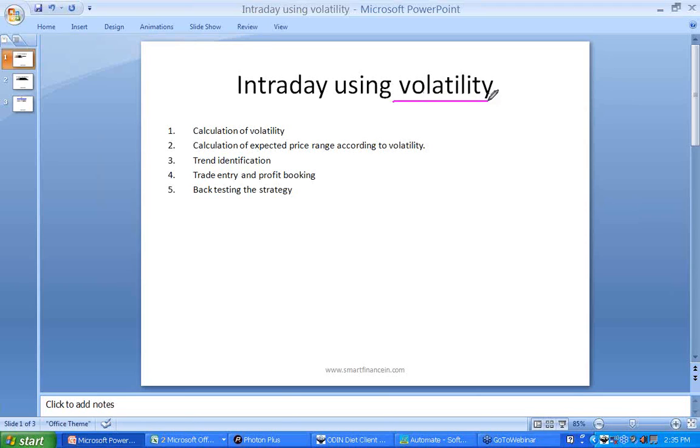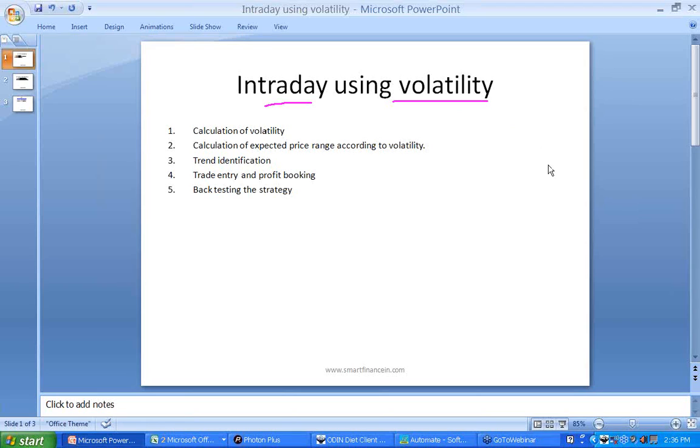So for the first time we will be using volatility in intraday trade. This is an innovative technique of smart finance. This method maintains great accuracy, and it is also an authentic procedure to do intraday trade in any segment, either in commodity or currency or in the stock.